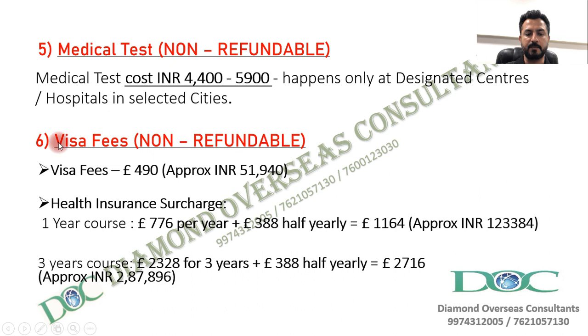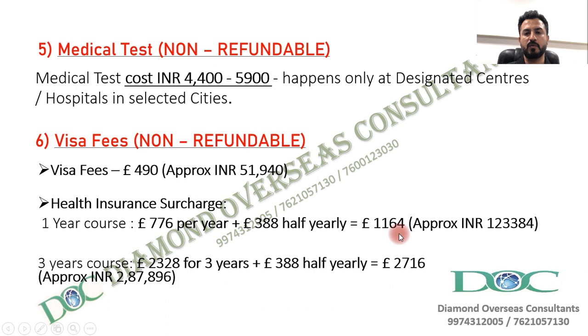Now, in terms of the visa application, the student needs to pay 490 pounds for the visa application, which is again non-refundable. Apart from that, a student needs to pay the health insurance surcharge, which is 776 pounds per year. If a student goes for a master's program, for instance for 1 year, the student needs to pay 1.5 years of health insurance surcharge. You can see it on the screen: 776 pounds plus 388 for half yearly, a total of 1,164 pounds the student needs to pay for the health insurance surcharge.